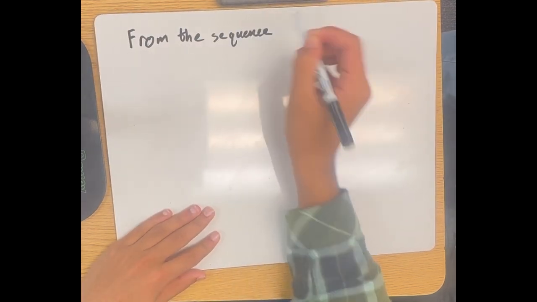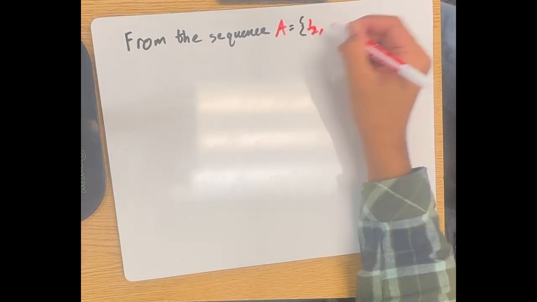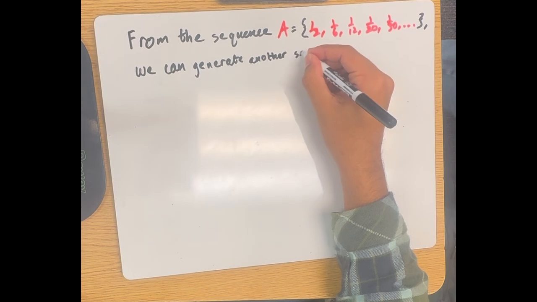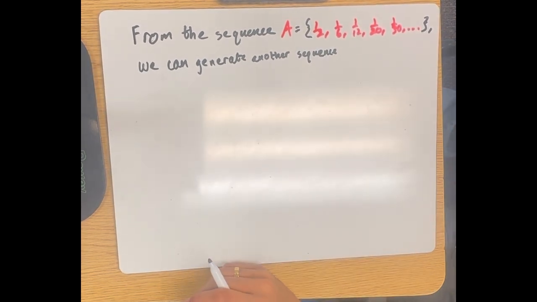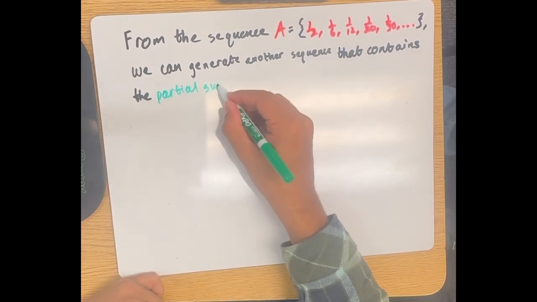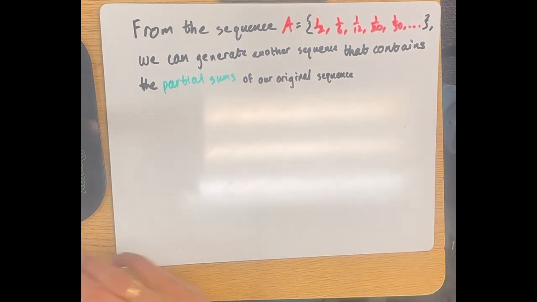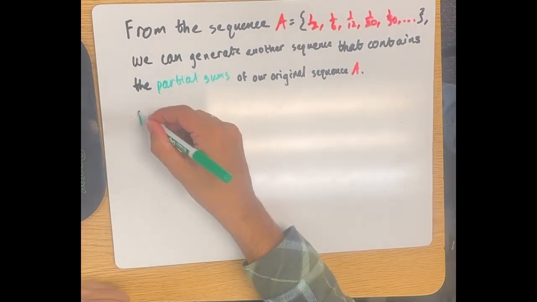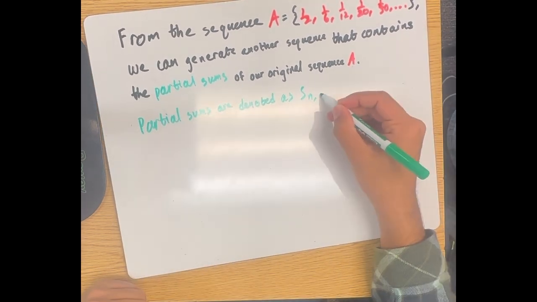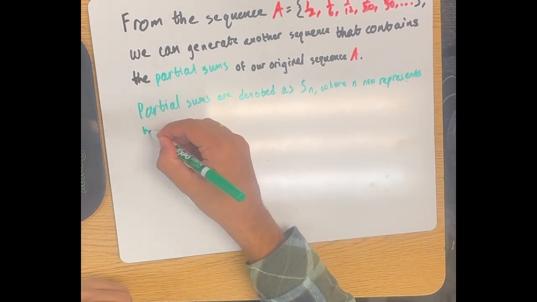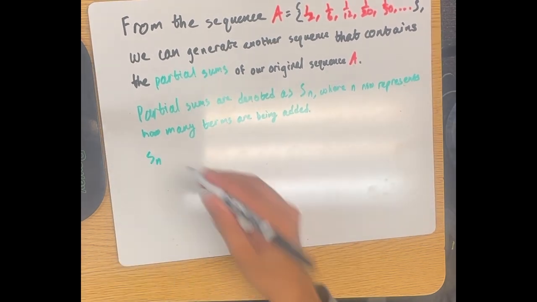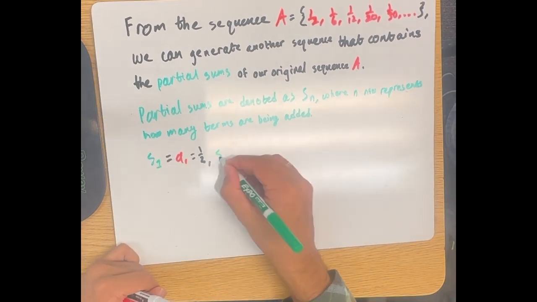So from this sequence a, we can create another sequence which contains what's called the partial sums of the first sequence. Partial sums are denoted as s sub n, where n represents how many terms, starting from the first, you're going to be adding together. That's why it's a partial sum, because you're adding part of the sequence together.